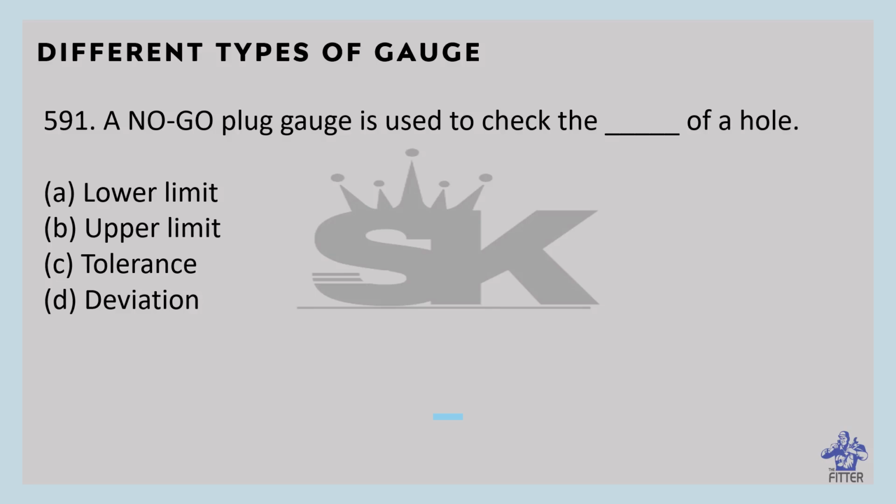A no-go plug gauge is used to check the upper limit of a hole. Go plug gauge is for the minimum hole limit, or a lower limit. I will write it down: go plug gauge is for minimum hole limit.